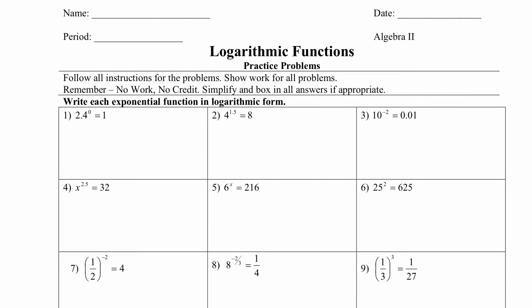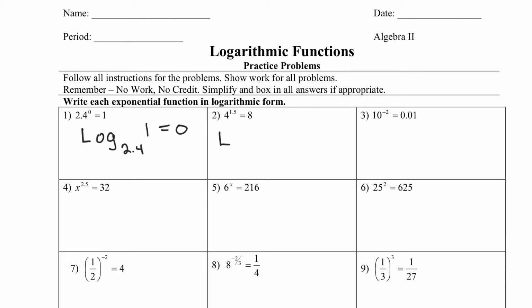So it says, following instructions for problems, show all work. So the first one is we're going to write the following exponential form, and we know that it's going to be log. The base is 2.4. The answer is 1, and the exponent is 0. Okay.